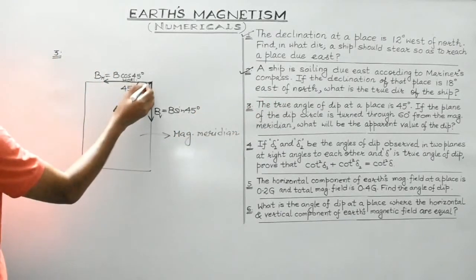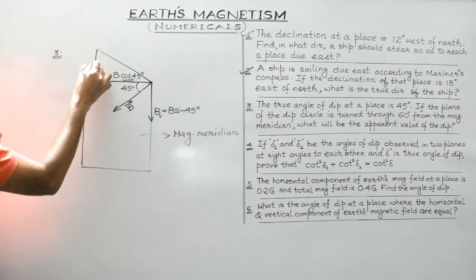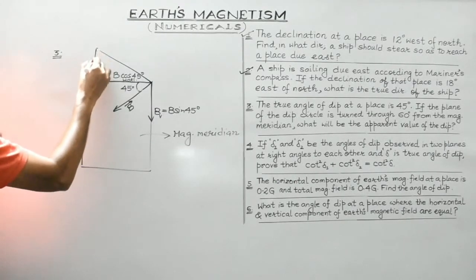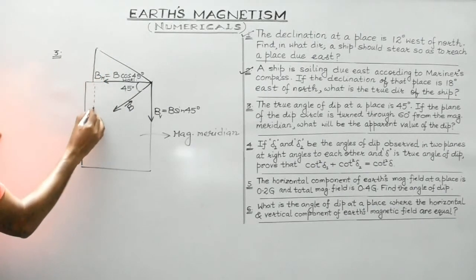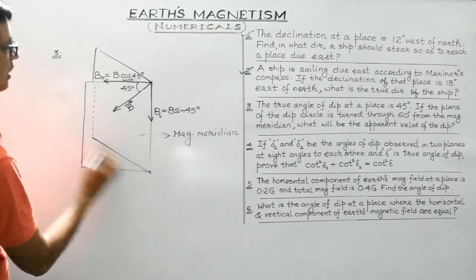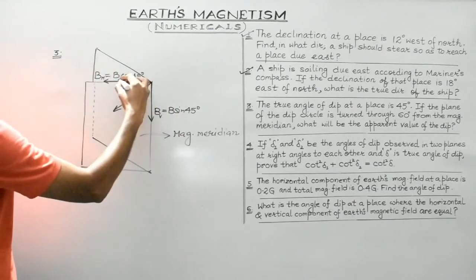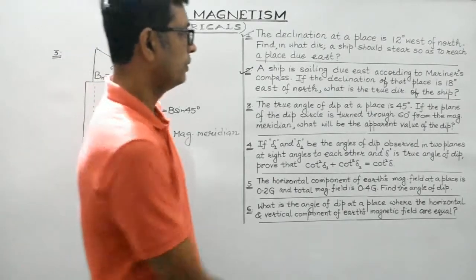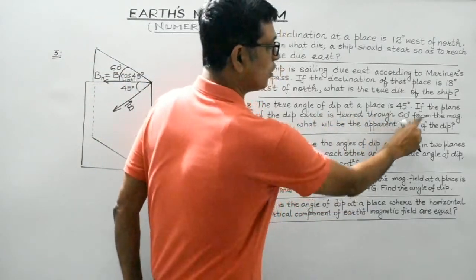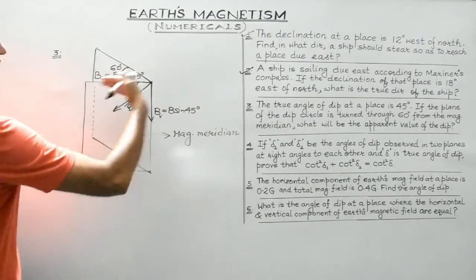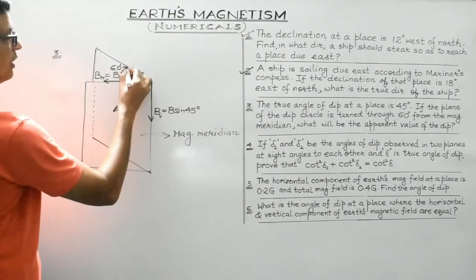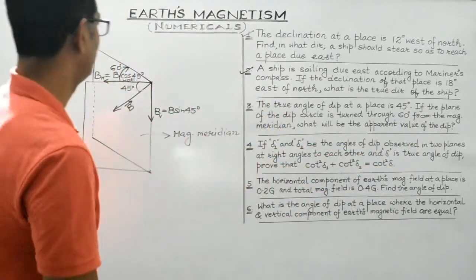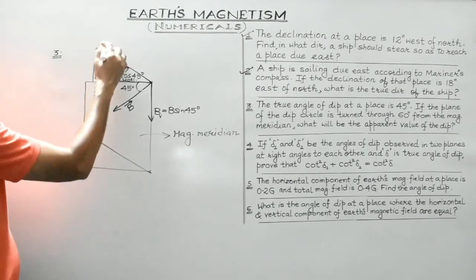So it can be represented like this. Suppose this is another plane, like this, and it is inclined at an angle of 60 degrees. It is rotated. So basically, the dip circle is turned through angle 60 degrees from the magnetic meridian. This is the magnetic meridian and it is turned through an angle of 60 degrees, right? What will be the apparent value of the dip? So here what we do is, this is the plane.